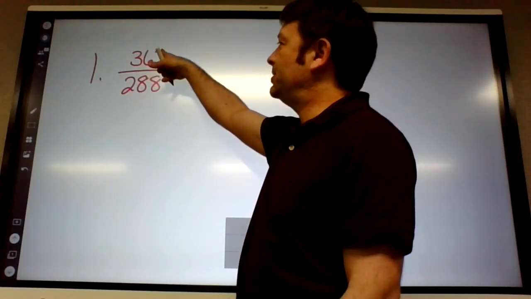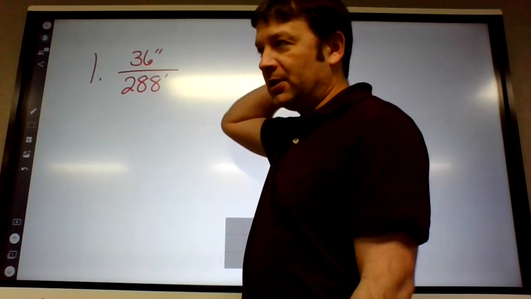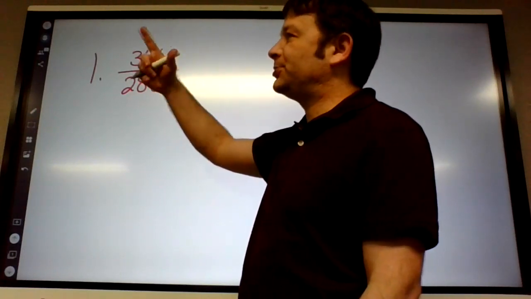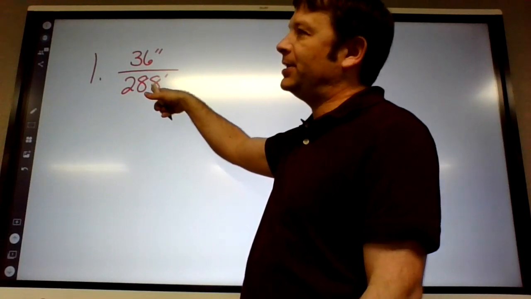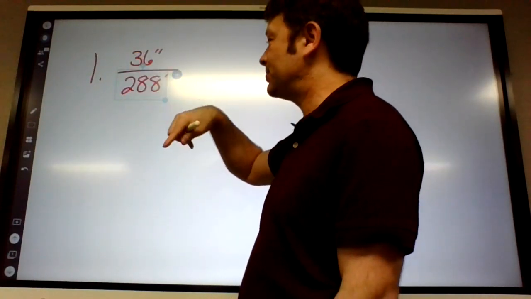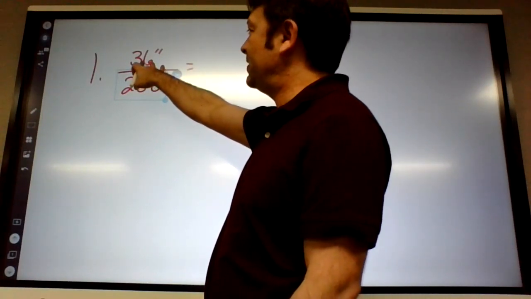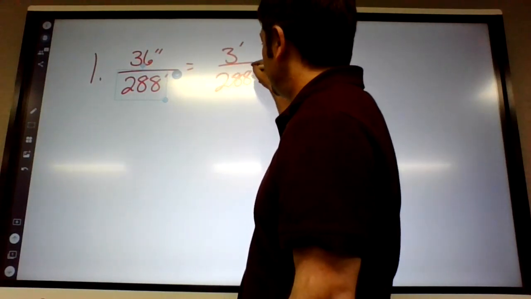Right. So we either need to change inches into feet. How do we change inches into feet? Because it takes 12 inches to make 1 foot, you'd have to divide by 12. Or we could change feet into inches. Each foot is 12 inches, so 288 feet is times 12. But it's probably easiest because 12 goes into 36. If we divide that by 12, that would be 3 feet to 288 feet.